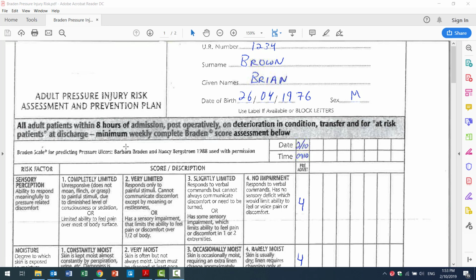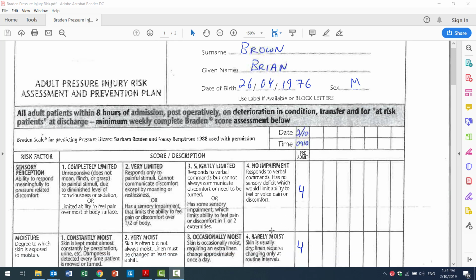So most facilities have a policy that all patients must have the Braden pressure injury score done within 8 hours of admission. They must have it done post-operatively, on deterioration of a condition, at transfer, so between different wards, and if they are at risk at discharge. Other than that, some facilities may also have policies where the scale needs to be done every week on a weekly basis, or sometimes on a per day basis.